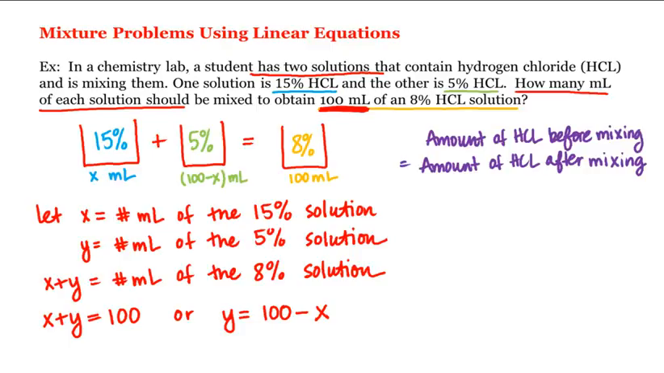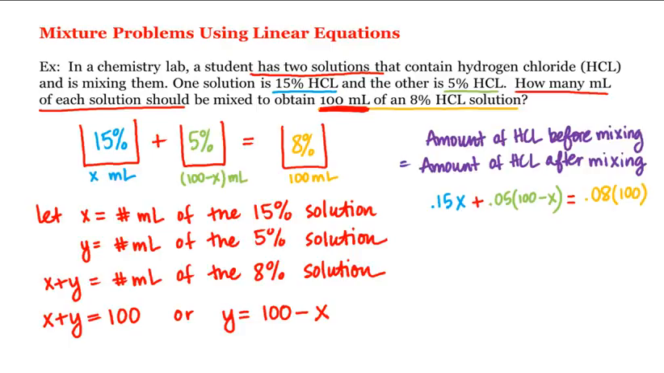Well, if there's X milliliters of this solution, 15% of which is hydrogen chloride, then the amount of hydrogen chloride in this first solution is 0.15 times X. And then plus the amount of hydrogen chloride in the second solution, which is 0.05 times 100 minus X. And this has to be equal to the amount of hydrogen chloride after mixing, or 0.08 times 100. So now let's solve this linear equation for X.